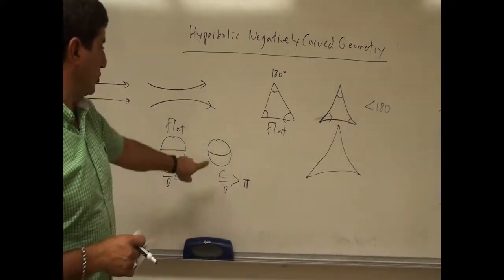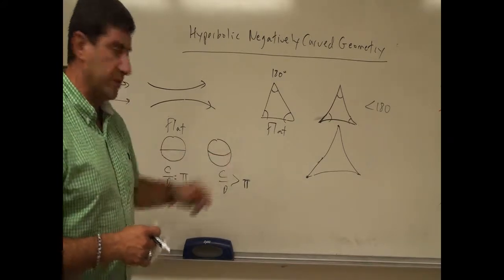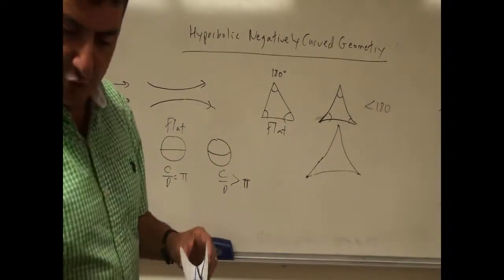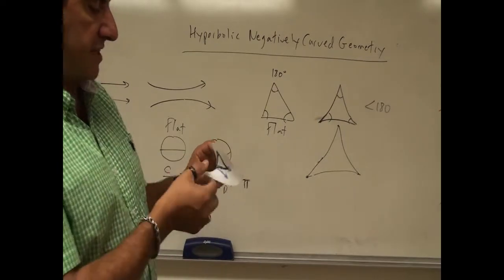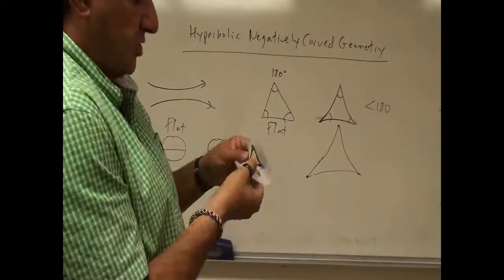The last thing I want to do is more mathematical. I want to actually measure the circumference of a circle and then divide it by its diameter. So I'm going to put a pin in the center. This is going to be kind of challenging. So press this pin in.